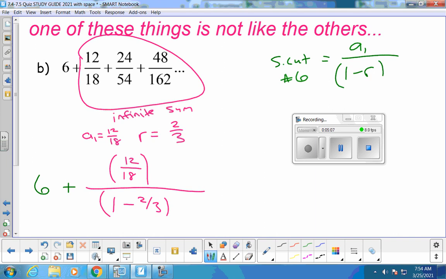All right, well, let me get my calculator then. We've got 12 over 18 on the top, divided by 1 minus 2/3 on the bottom. And that ends up being 2. And so I'll just do 6 plus 2 and get 8.